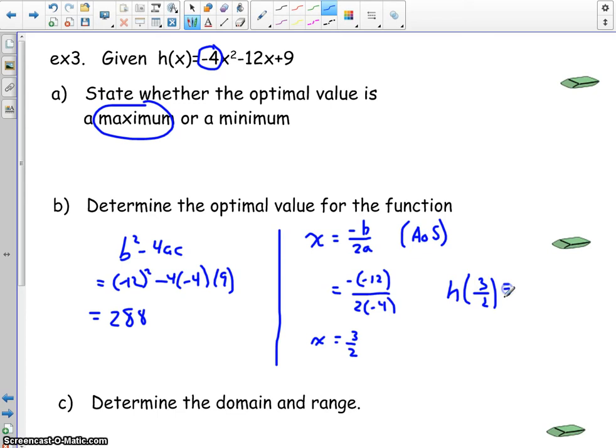Okay, I won't go through the algebra for this one. It's just a matter of squaring the fraction, doing some multiplication, some simplifying, but the answer you should get after all is said and done is 18 for your optimal value. If that's not working out, just come let me know and we'll work through the algebra together.